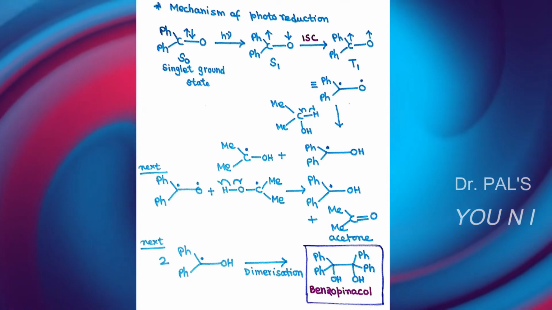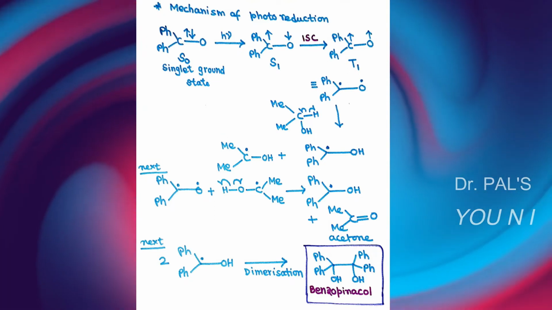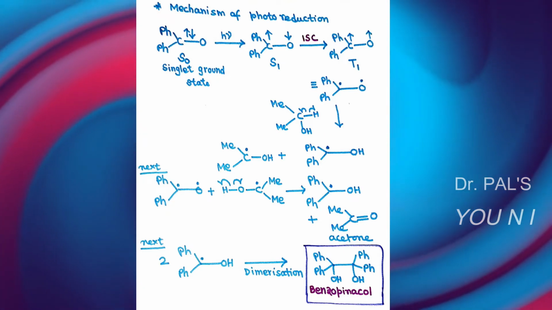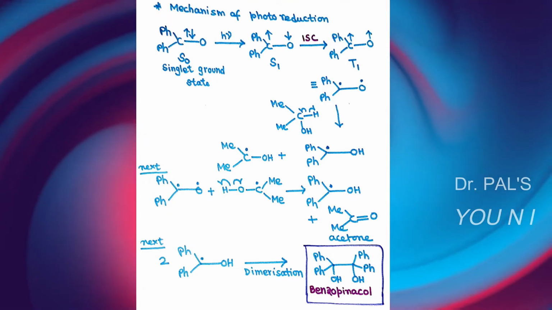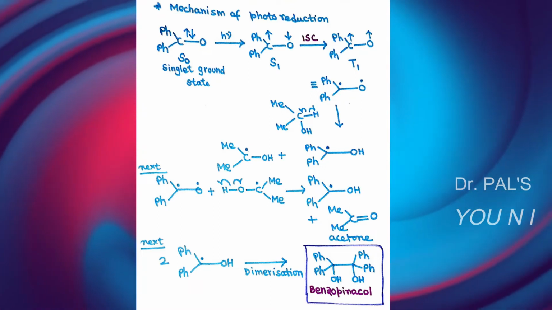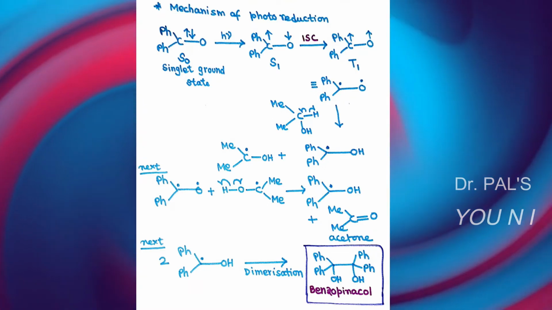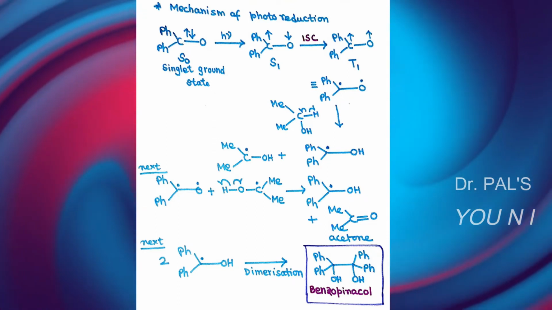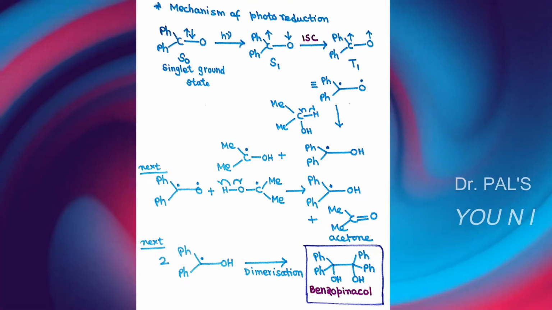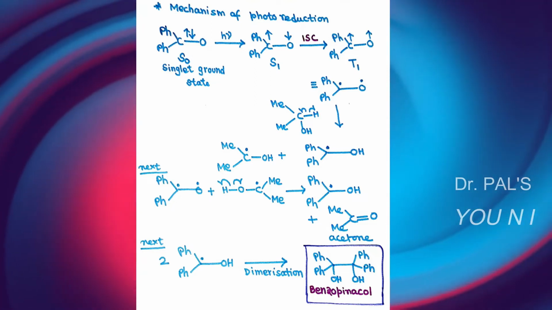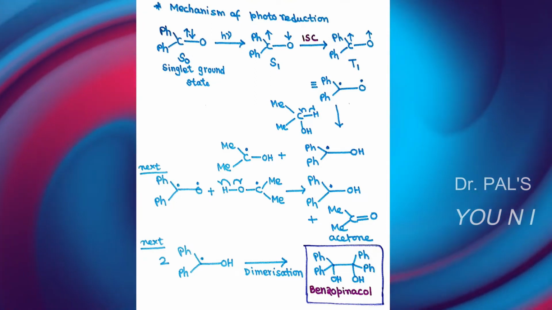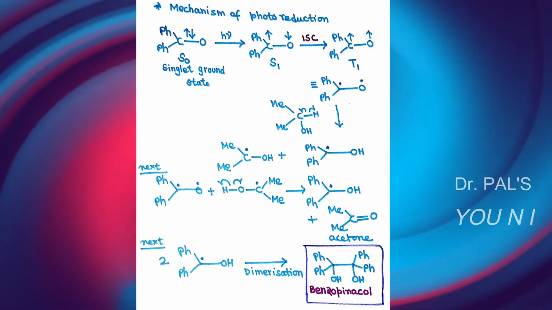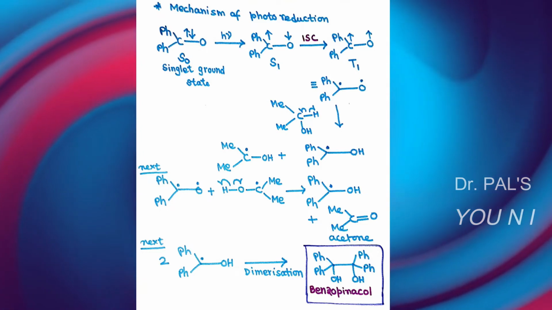Now, coming to the mechanism of this photoreduction, where benzophenone is converted into benzopinacol in the presence of sunlight. The benzophenone molecule is present in the singlet ground state S0. When light falls on it, it gets excited to the first excited singlet state. At this stage, S1, it undergoes intersystem crossing and S1 gets converted into T1.